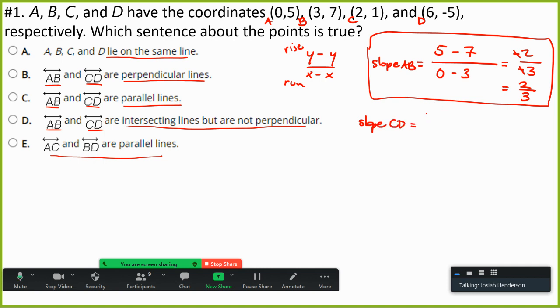CD, y minus y. What's that going to be? Double check your numbers. 1 minus negative 5 will work. Or you could do negative 5 minus 1. Okay, as long as you're picking the correct points you want, the order doesn't matter how you start with your y minus y. Since I started with 1, then we've got to do 2 minus 6. 2 minus 6.